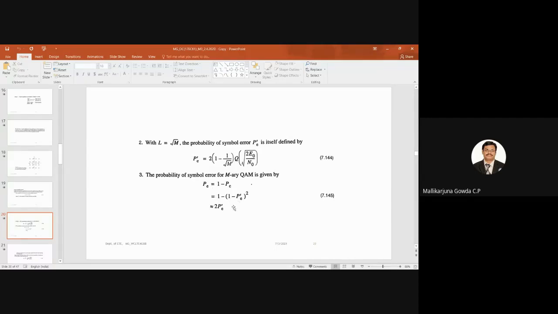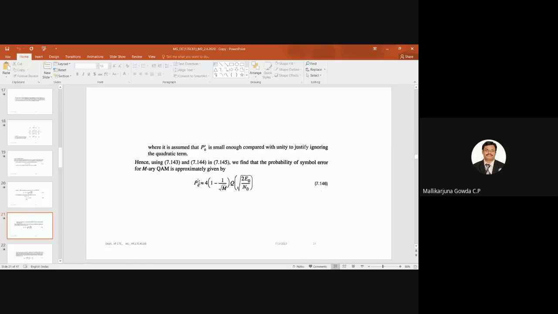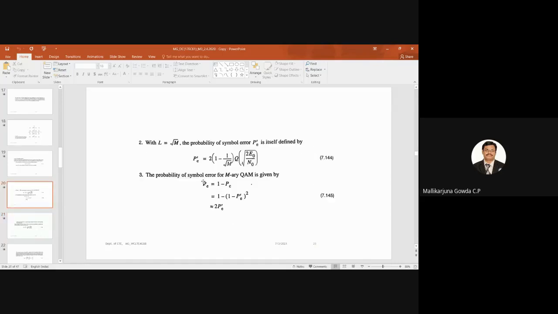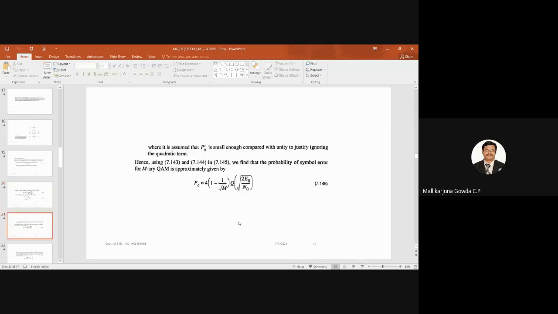Then it will be approximated as 2 P dash E. You can expand this with the A minus B whole square formula. Then it will be approximated as 2 into P dash E. So from that, I can say what P dash E is. If I multiply that, we will be getting PE, 2 into that, which is written as 4 of 1 minus 1 by root of M, Q of root of 2 E naught by N naught.